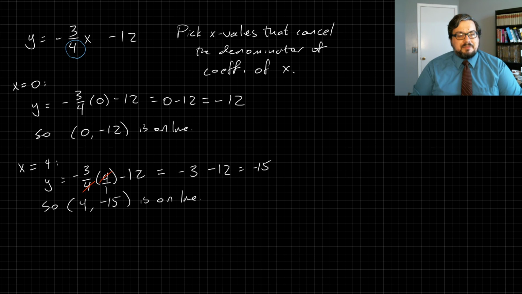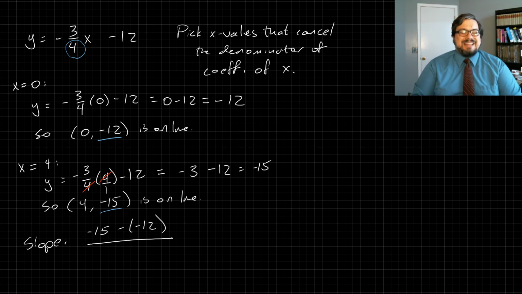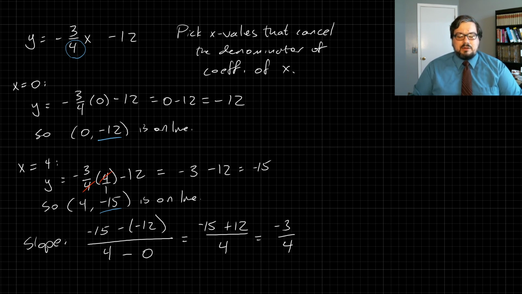Therefore, we have that the slope of the line is going to be, let's do negative 15 minus negative 12. Always make sure to get all your negatives in. So negative 15 minus negative 12 divided by 4 minus 0. Now, negative 15 minus negative 12 is negative 15 plus 12, which gives us negative 3 over 4.